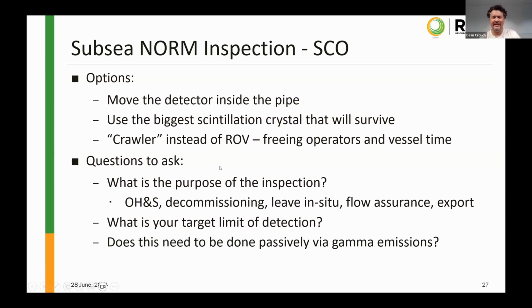And the other question is, does this need to be done passively via gamma emission? Is there another way to detect the NORM inside the pipe? There's some really early stuff going on with that, like neutron bombardment. I think that was with mercury though. But is there another way to do this? Radiation is really easy to detect, very, very difficult to quantify.